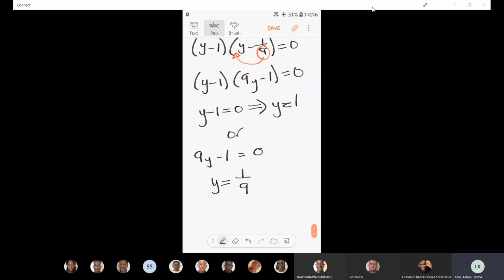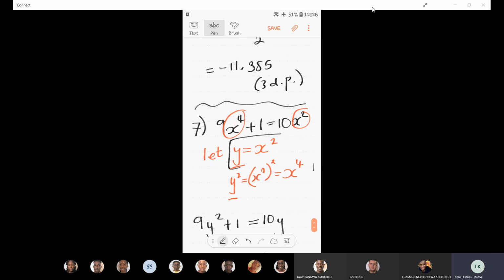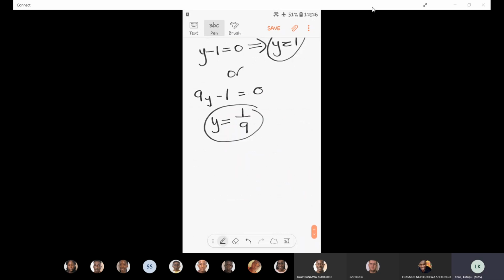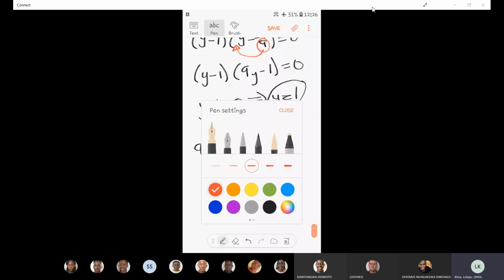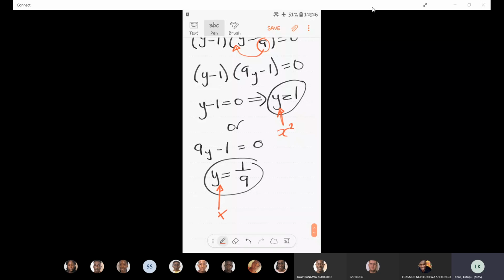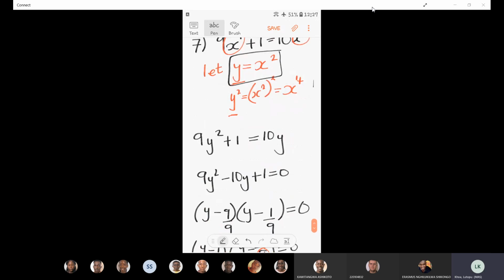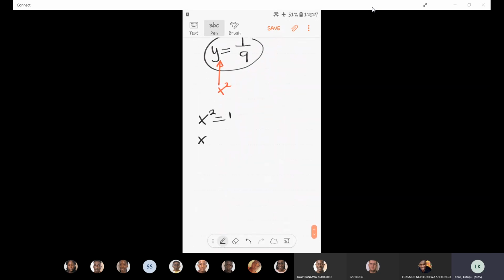Okay, now you need to remember you are not done. You've told me the value of y, but there was no y in the original equation. So you need to go back and unsubstitute. You said y is equal to x squared, so wherever you have y, you are going to put x squared. So this one is x squared, this one is x squared. You have x squared is equal to 1, that's the first one. And for the second one, x squared is equal to 1 over 9.